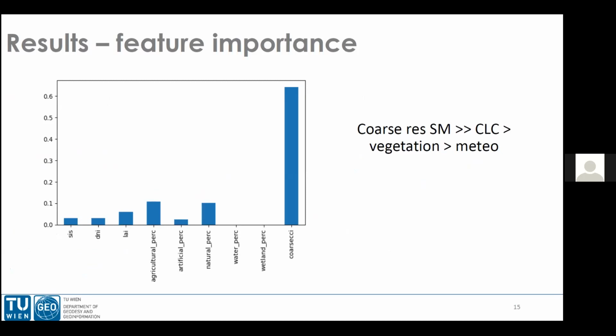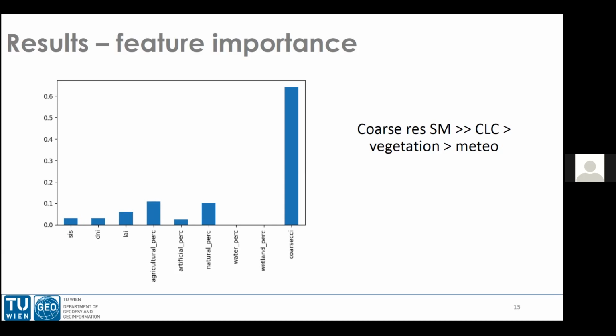Just some very preliminary results from the random forest. We can have feature importance, and this basically shows that the highest importance comes from the soil moisture, which is kind of expected because this provides the drying and wetting dynamics, which are not represented by the other data sets. And then, quite surprisingly to me at least, I found that the land cover has a pretty high importance. And then it's followed by the vegetation, so the leaf area index, and the meteorological data.